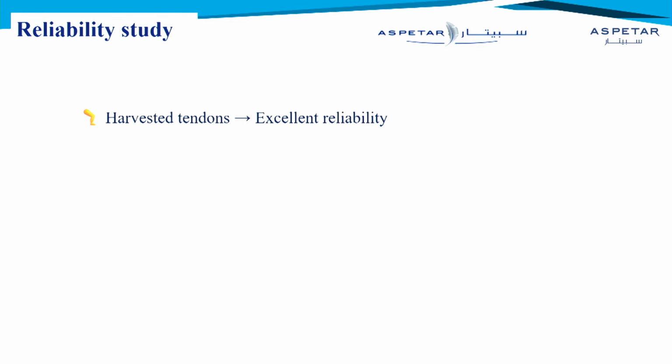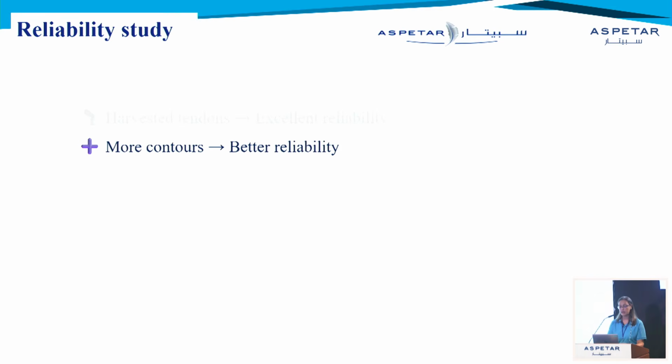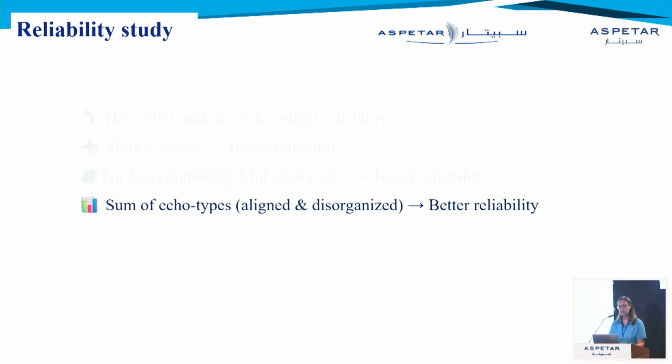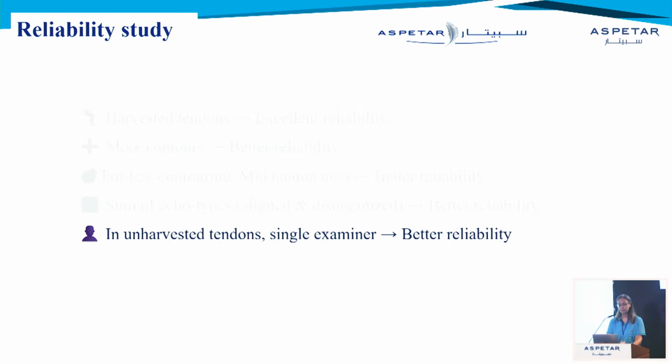So from the reliability study, we saw that harvested tendons showed excellent reliability, which was novel. No other study had seen that for the harvested tendons. More contours gives better reliability. For less contouring, you would choose the mid-tendon area for testing because it also brings better reliability. The sum of echotypes 1 plus 2 is better than just checking them separately. That's the reason it's common in the literature.